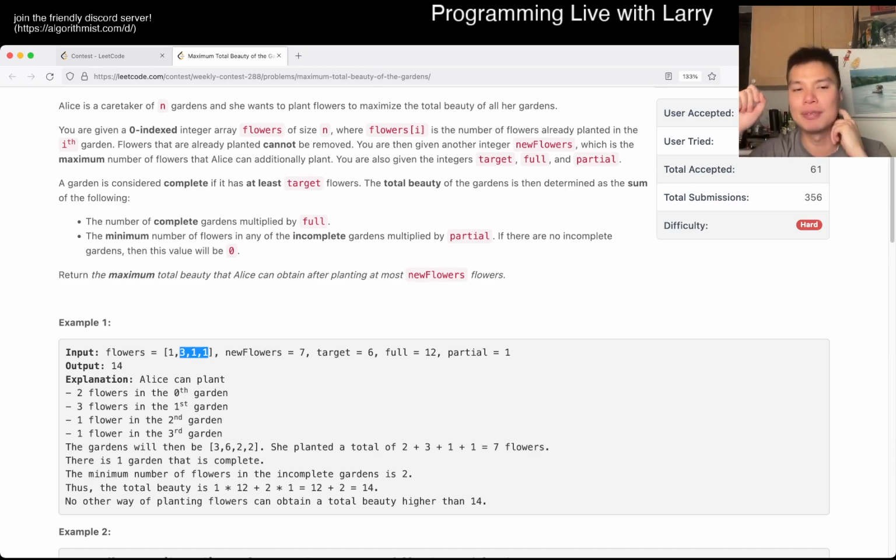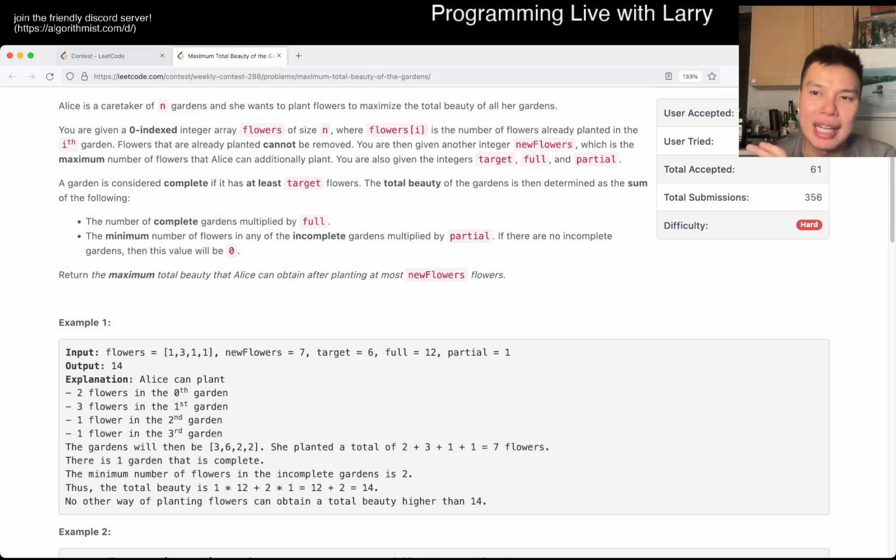Maybe like if I use X flowers on getting them to be full, and then the rest on the partial, does that make sense? I couldn't really prove it to myself. Maybe it does, maybe it doesn't. But in the end, I did something that relied on a property that I wasn't sure that I was able to prove, to be honest. But that's basically the idea.